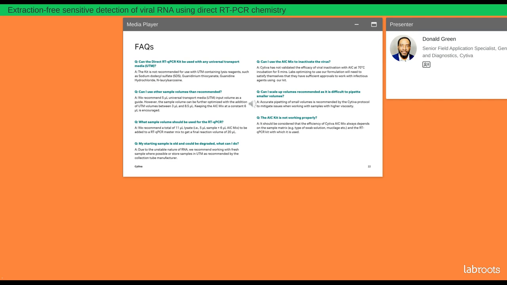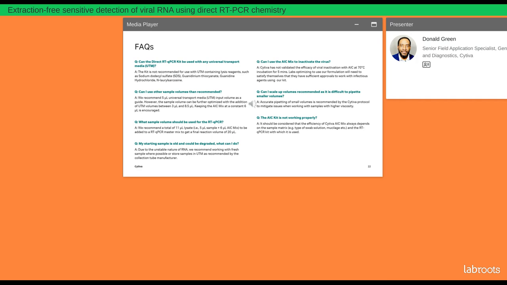What sample volume should be used for the RT qPCR mix? We recommend a total of 11 microliters of lysate, meaning the 5 microliters of sample plus 6 microliters of AIC, to be added to the RT qPCR master mix to get a final reaction volume of around 20 microliters.